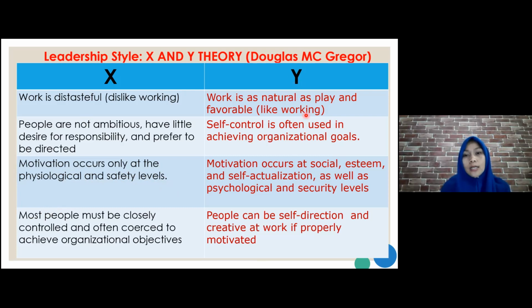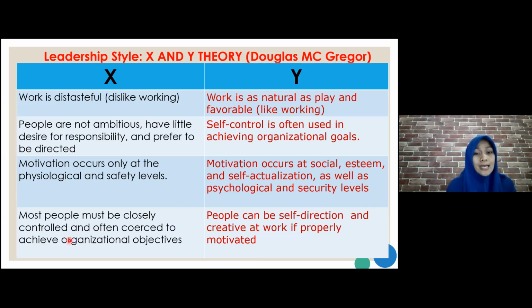But the Y worker thinks that motivation occurs at the social, esteem, and self-actualization levels, as well as the physiological and security levels. They don't work only for getting money. They work not only to get food, clothes, or a home, no. They need the work to socialize, to increase self-esteem, to get self-actualization, and to be of benefit to others.